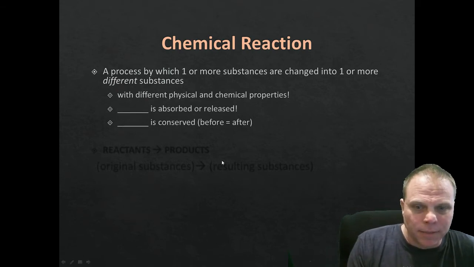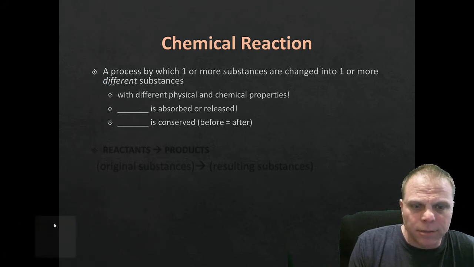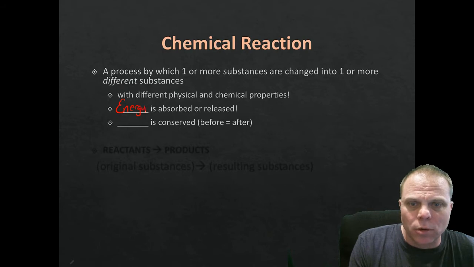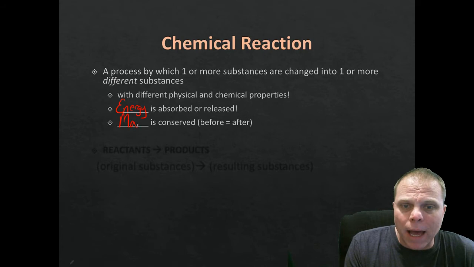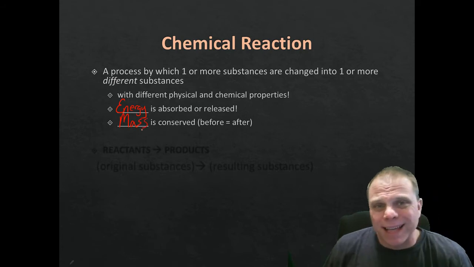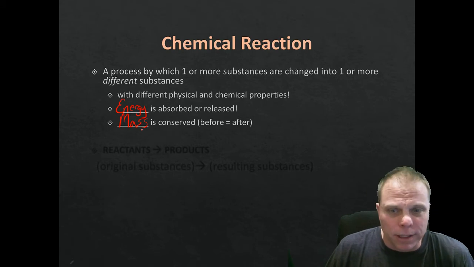What do you think that is? What do you think is going to be absorbed or released? Well, it's going to be the energy, right? Energy is going to be absorbed or released in a chemical reaction. But what is conserved? Mass. Mass is conserved. You're going to have the same amount of mass before and afterwards, and that's going to lead us into balancing chemical equations, right?